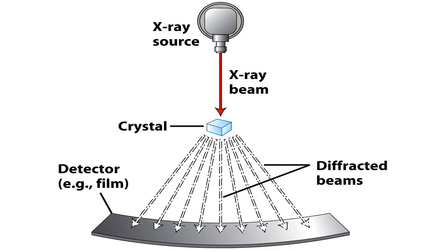You can see from the top, it is the source of X-rays. X-rays are produced by some source which are then monochromated. The monochromatic X-ray beam is hit on a single crystal. When the X-rays hit the single crystal, it is diffracted. The diffracted beams of X-rays are then detected by a film or any detector.